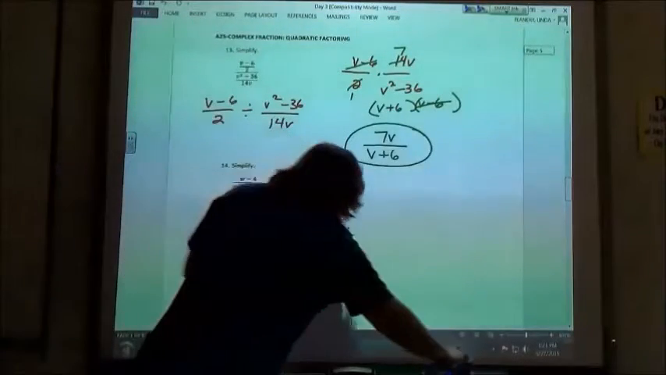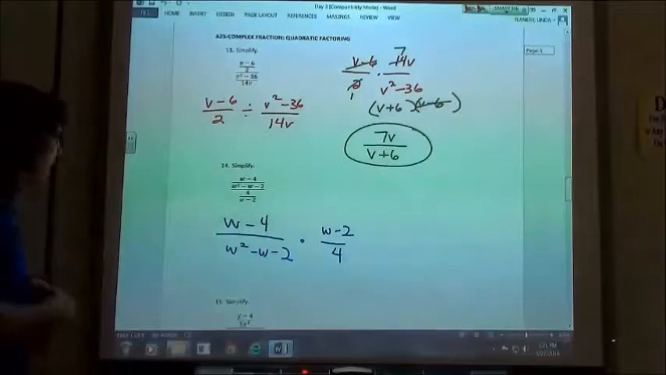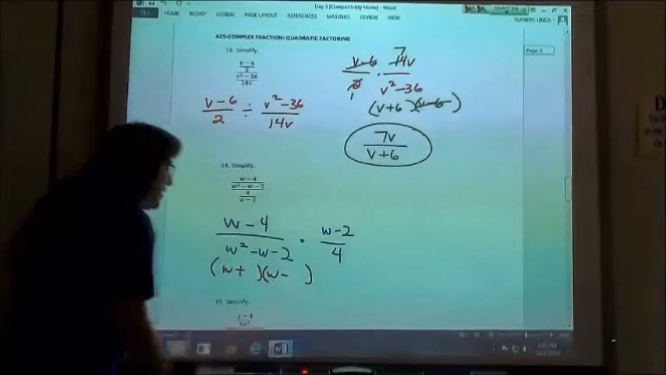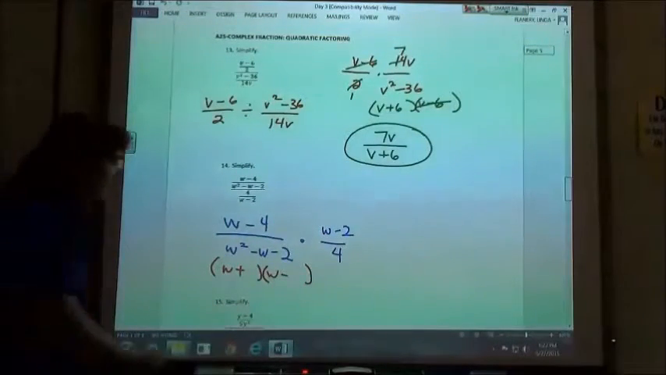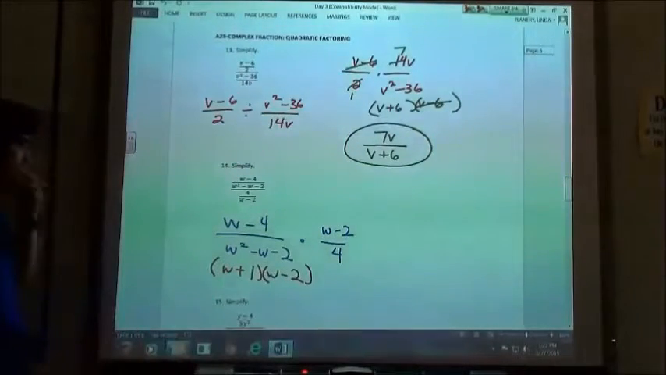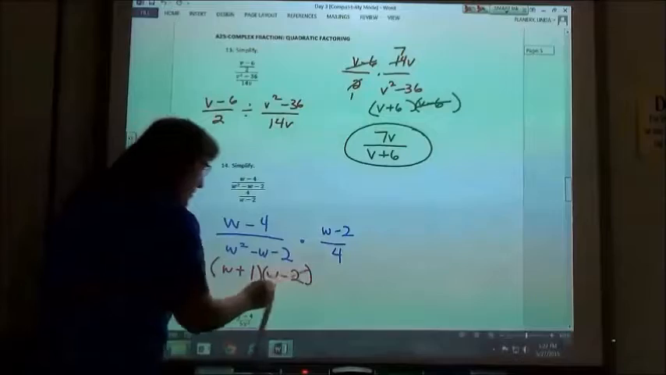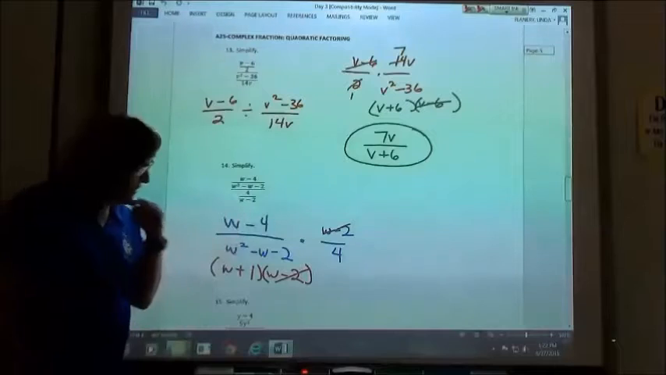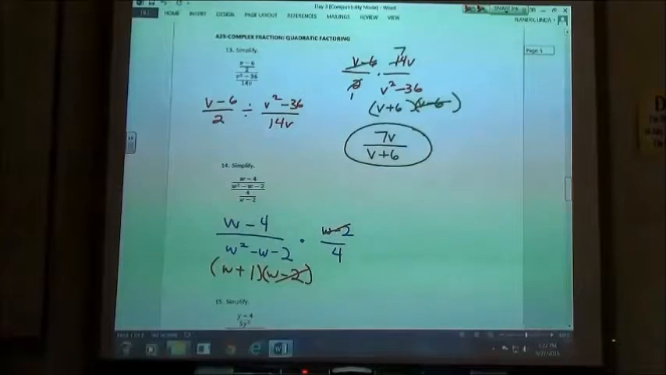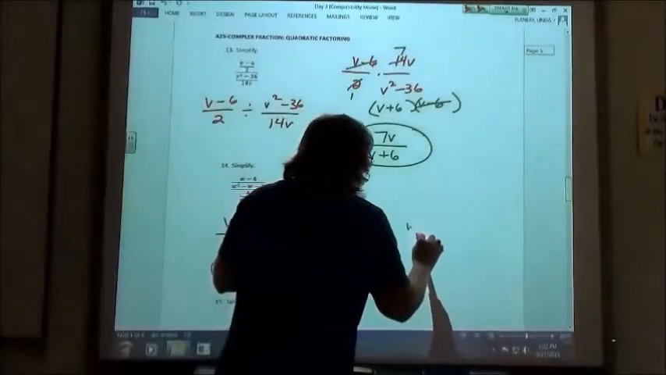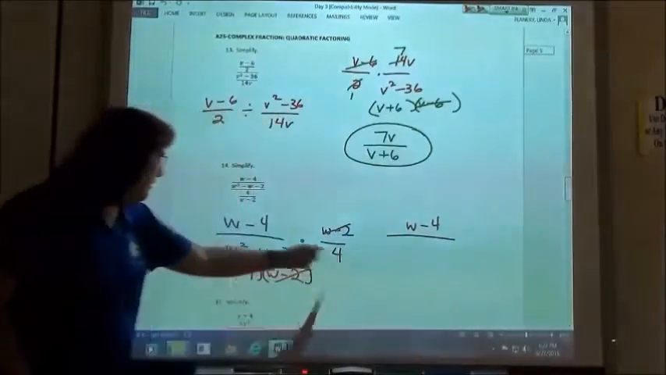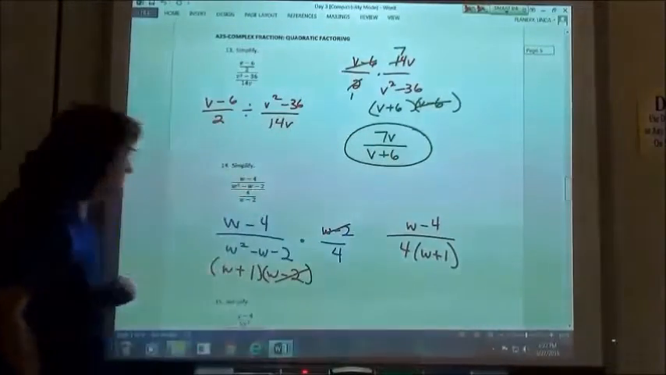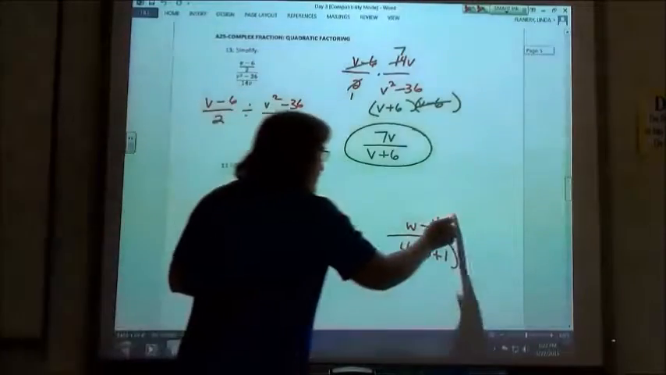Again, I need to factor, and the only thing I can factor is this quadratic expression here. W and W, a plus and a minus. Factors of 2, I want a minus 1 in the middle, so I need a minus 2 and a plus 1. So the only thing I can cancel here is the w minus 2. I can't cancel the 4's because that w minus 4 goes all together. It's not just a plain number. And so in this case, my answer, I have w minus 4 on the top. And on the bottom, I'm going to have 4 times w plus 1 because it looks prettier. I'm putting the 4 in front, and that's going to be my answer.